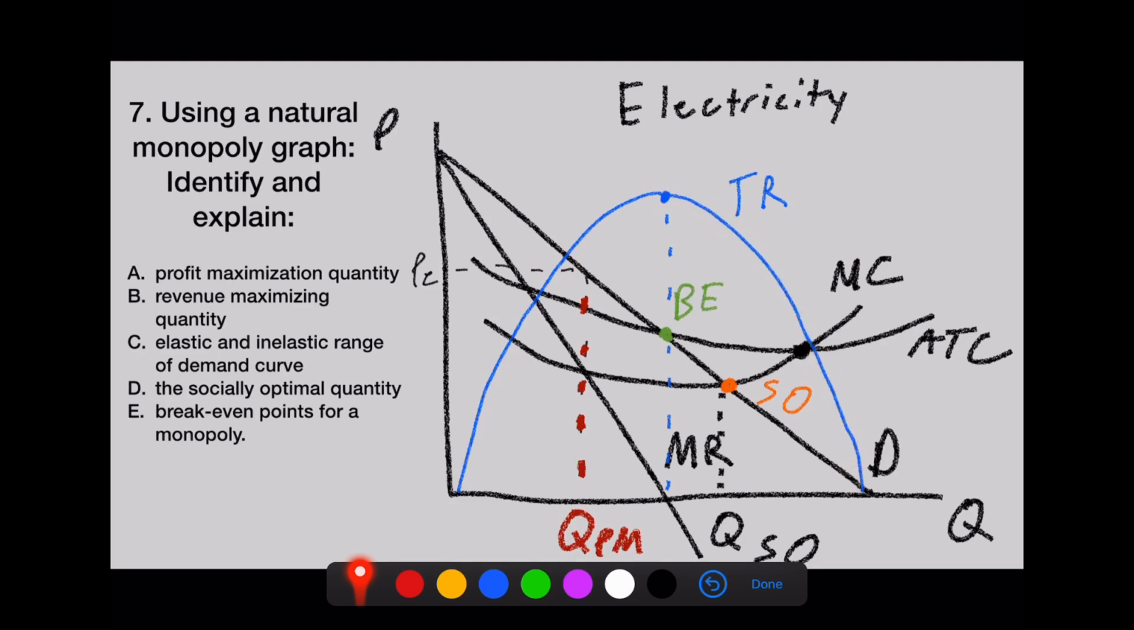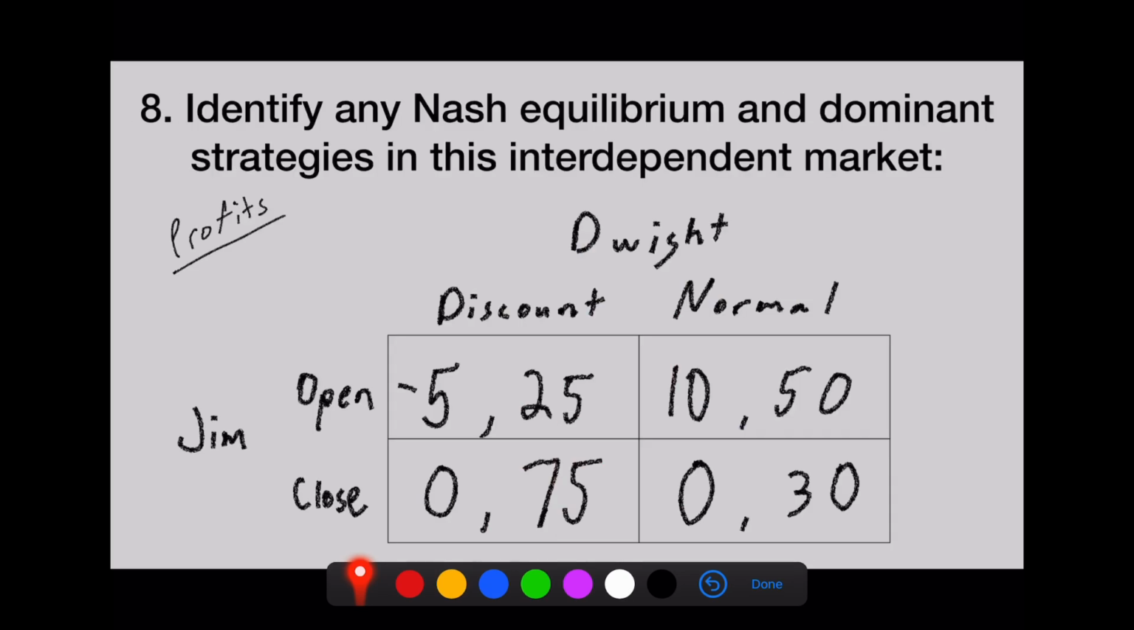The socially optimal quantity, this occurs where marginal cost meets demand, right? That's how much society wants. That's your allocatively efficient quantity as well. The break-even point, that's where total costs are equal to total revenue, or rather average total revenue, and you can find that here. So ATC equals price at this point here. That's your break-even point. ATC equals price. So unregulated, break-even, socially optimal. Cool. Next question.